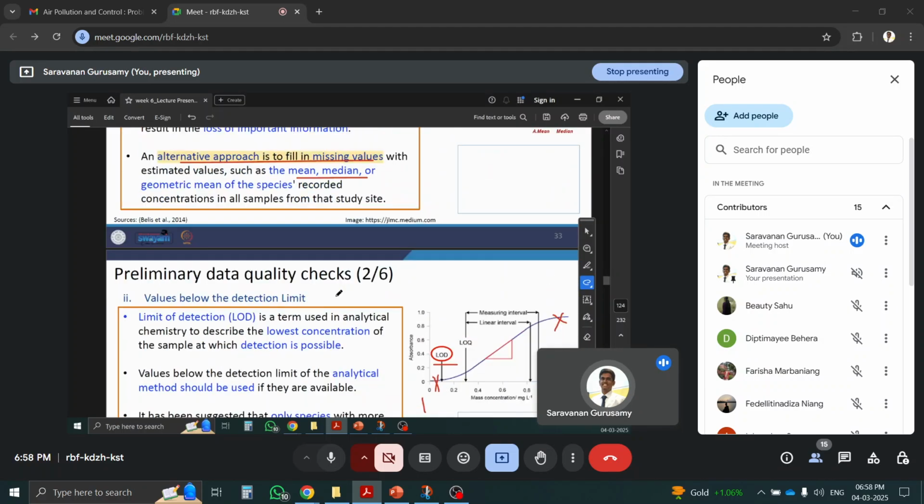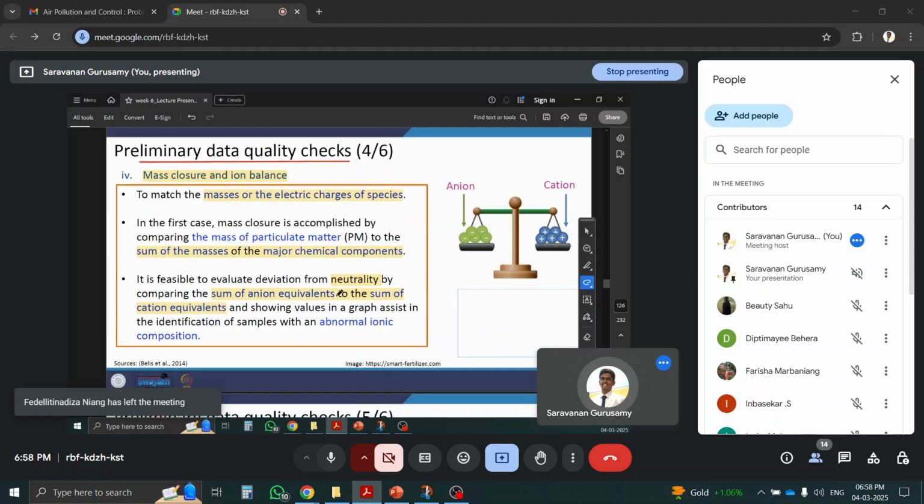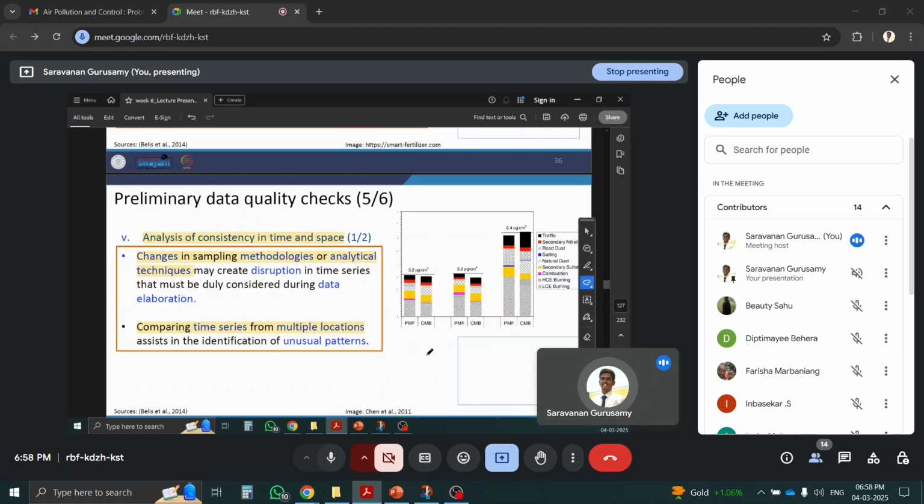These are all the data quality checks I'm talking about. So the missing values and below detection levels if they are matching, and the signal to noise ratio if it is matching, and the neutralization method you can use. If the positive and negative ions neutralize, that should be zero. Then it is a proper check to validate your process.